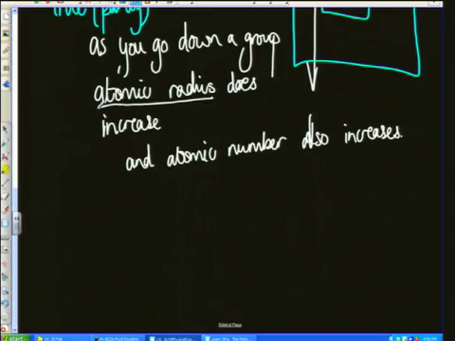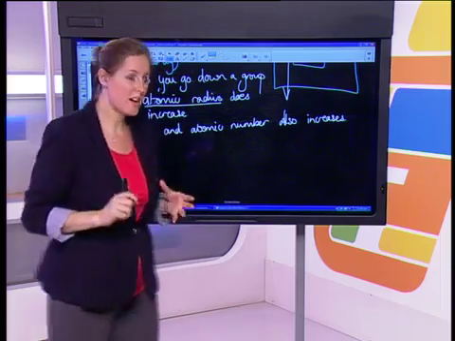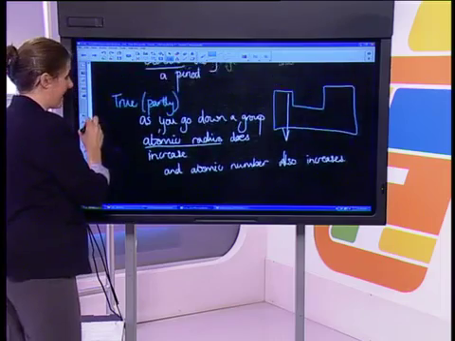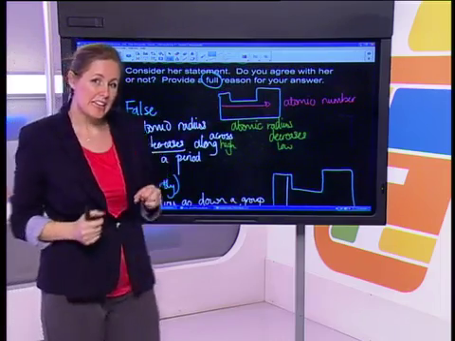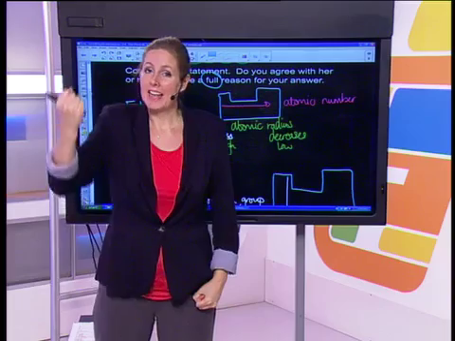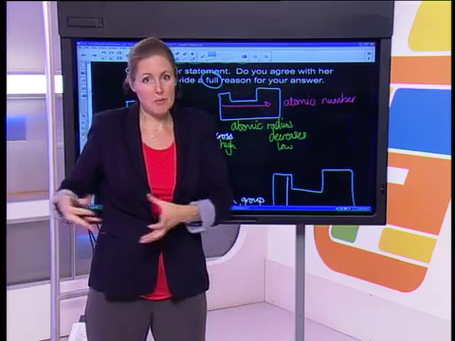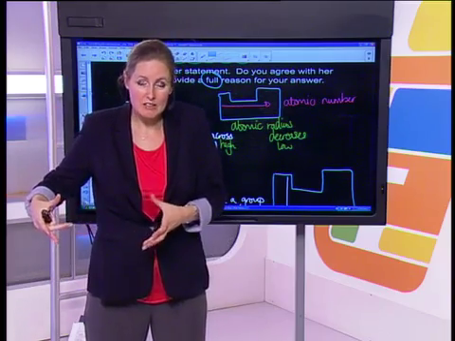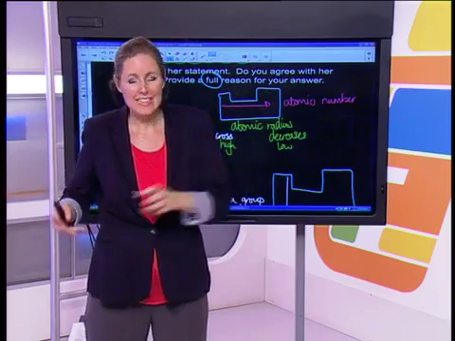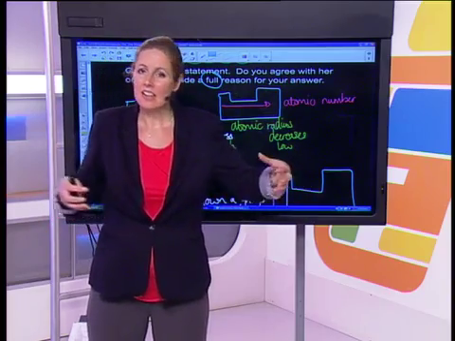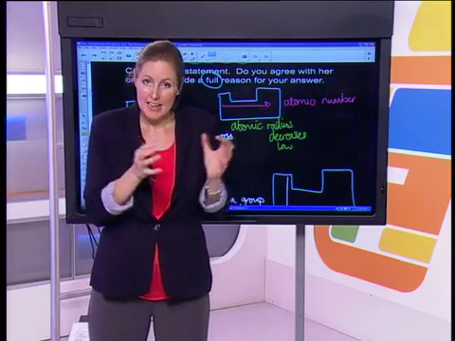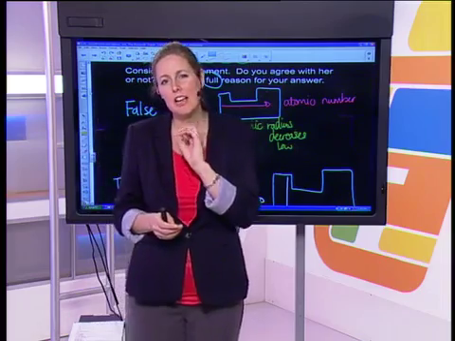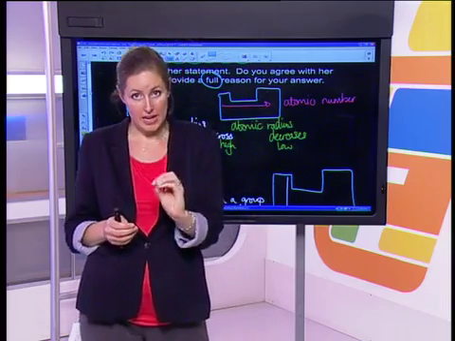Now it's critical to identify that these 2 parts of your answer have to both be there, because they asked us to provide a full reason. And so yes, I partly agree with her. As you go down a group, the atomic number increases and the atomic radius increases, so that's true. But as you go across a period, the atomic number increases, but the atomic radius gets smaller and smaller. So watch out and make sure you answer these questions fully.